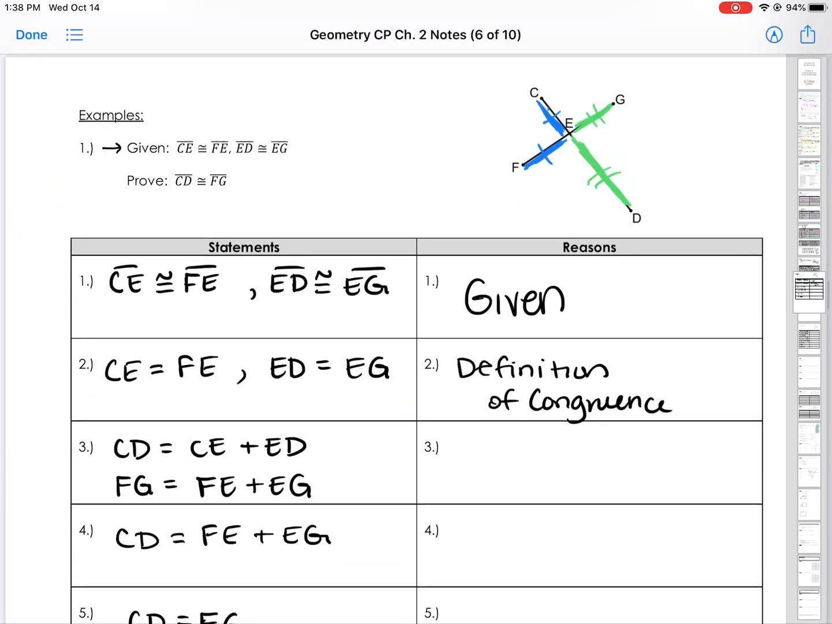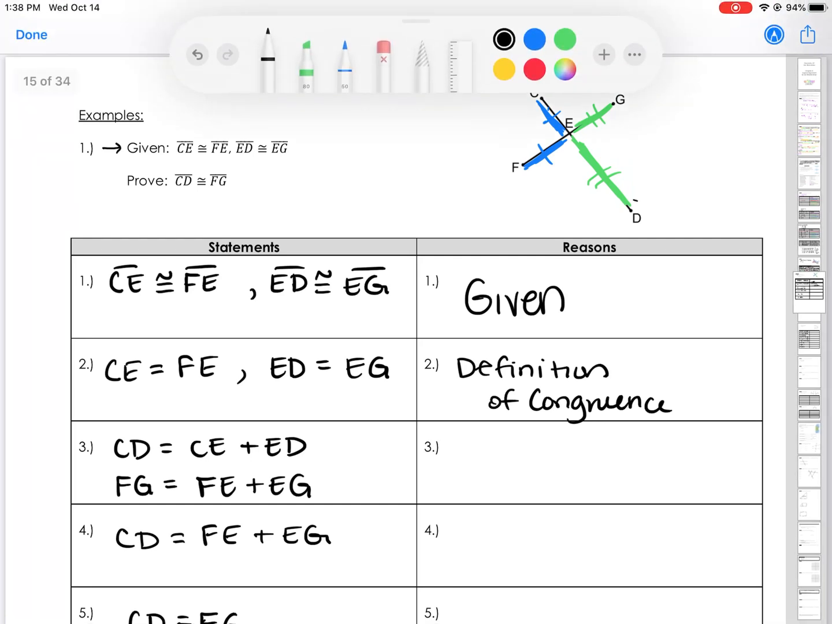Next, I'm going to say that segment CD, let's look at our segments again. Segment CD, this one on the diagonal, is made up of adding CE and ED together, and that's correct. That's just by adding the blue and the green together. Segment FG, again, I'm adding the blue and the green together, so FE plus EG. When I am adding smaller segments to make a larger segment, that is the segment addition postulate, but we're not going to write the whole thing.